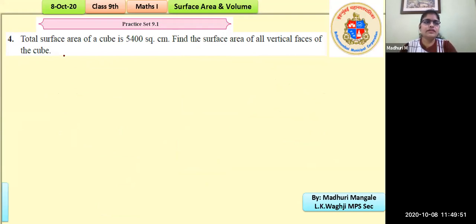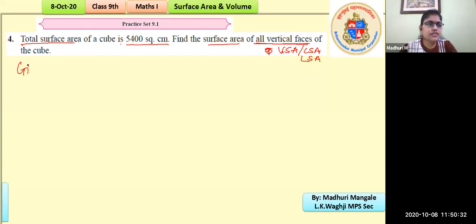So here, what are we given? We are given that the total surface area of a cube is 5,400. This is the total surface area which is given, that is 5,400 centimeters squared. And we are asked to find the surface area of all vertical faces. Again, it's just the vertical faces, that is VSA, or let's say curved surface area, or you can say it is lateral surface area. Those are the same, the meaning is the same, just the words used are different.